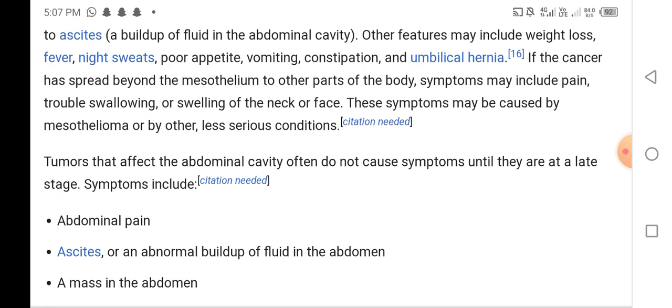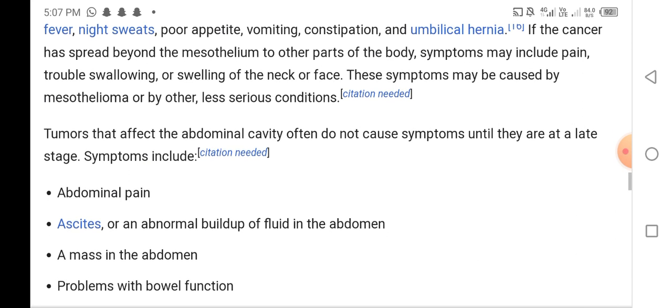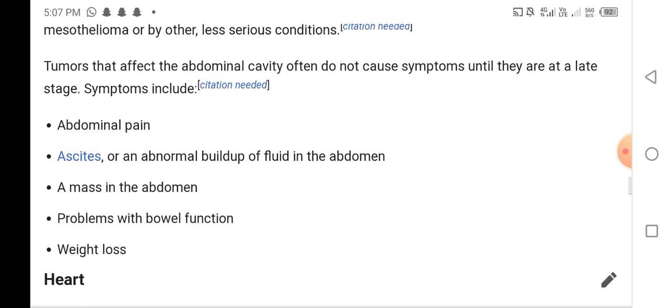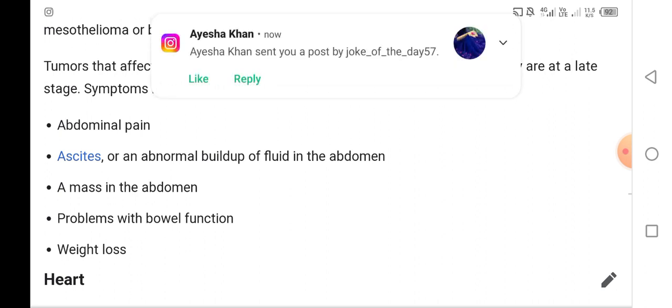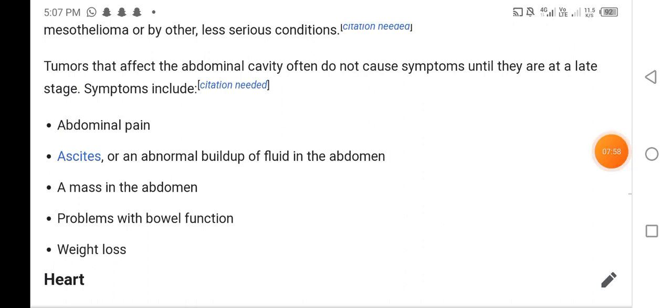Those symptoms may be caused by mesothelioma or by other less serious conditions. Tumors that affect the abdominal cavity often do not cause symptoms until they are at a late stage. Symptoms include abdominal pain, ascites, a mass in the abdomen, problems with bowel function, and weight loss.